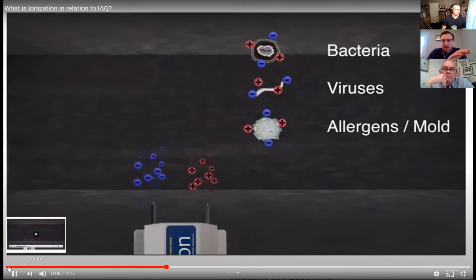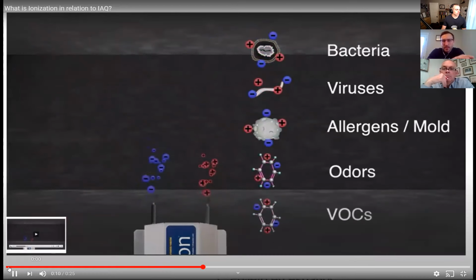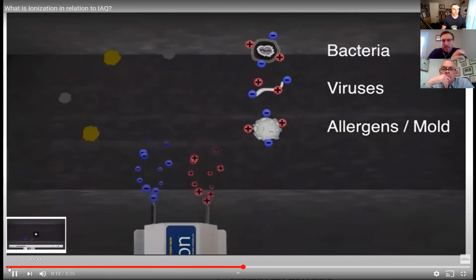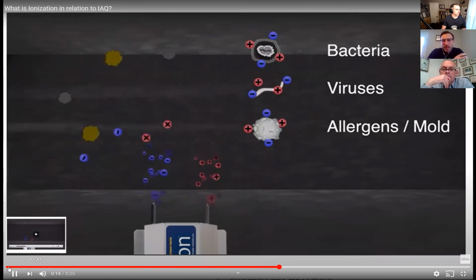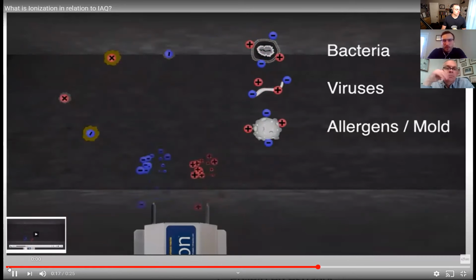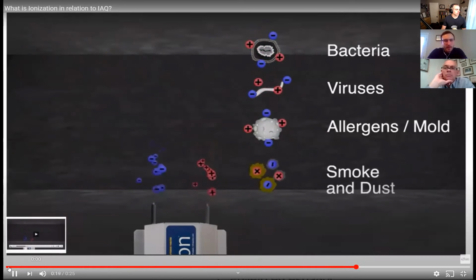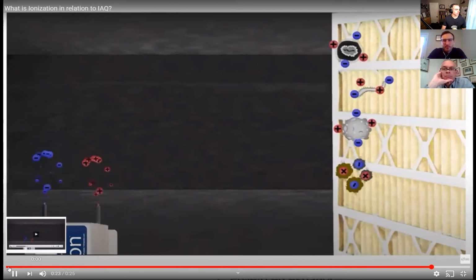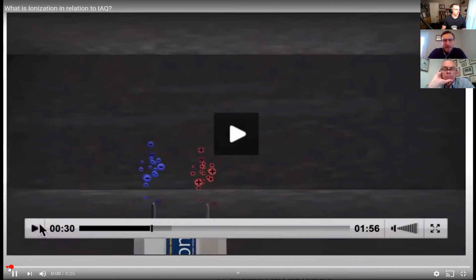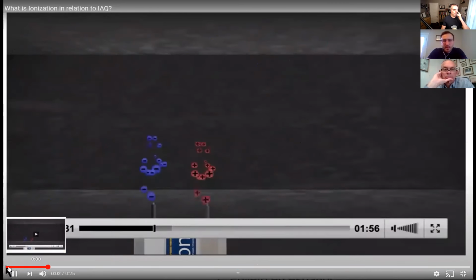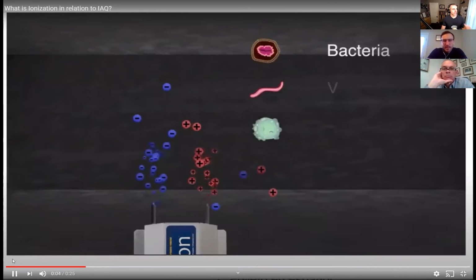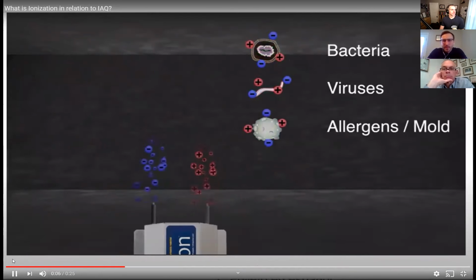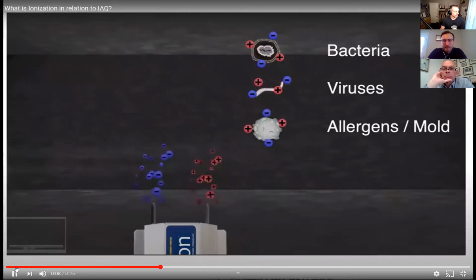So these are the different particles, bacteria, viruses, allergens, mold, all these things being clumped up so they're able to be caught in the air filter. So they don't continue to circulate through the air. Very good, especially if you have pets, if people are smoking, cooking a lot, any of that type of stuff. It definitely helps with that kind of thing.